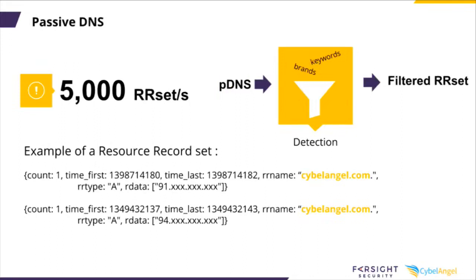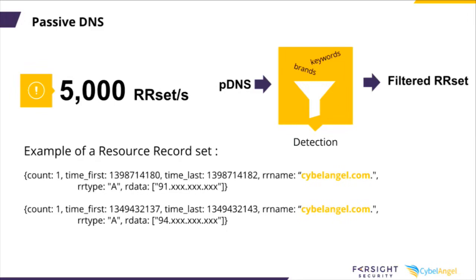So Andrew already explained what passive DNS is. Here you have a quick example. It's a data stream made of records, more or less JSON records, that look like this. First, we subscribe to Farsight's passive DNS stream, where we see 5,000 observables per second. The observables are called resource record sets, and they look exactly like this.